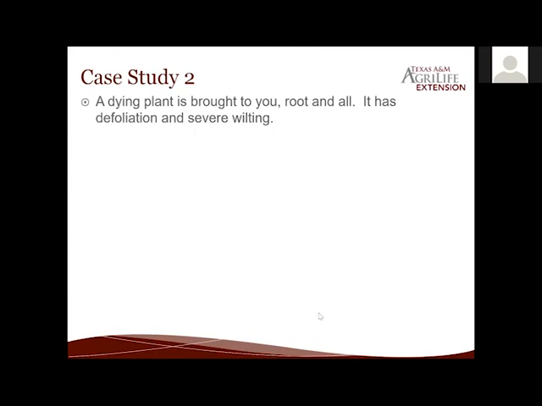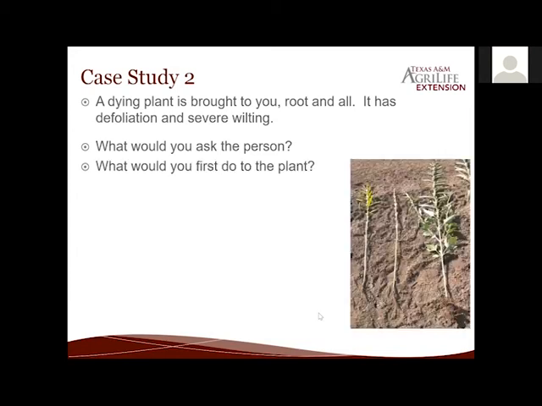Okay, case study 2. Someone brings you a dying plant, like the whole thing. It has severe defoliation, wilting. What would you first ask the person, and what would you first do to the plant? And this is what it looked like. Here's a relatively healthy plant and the sick plants that were brought to you.